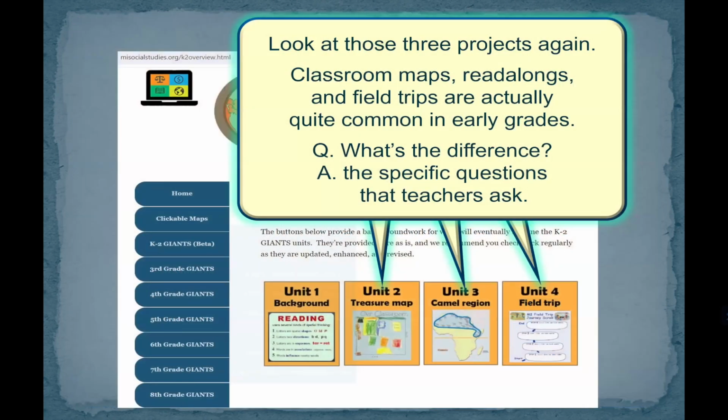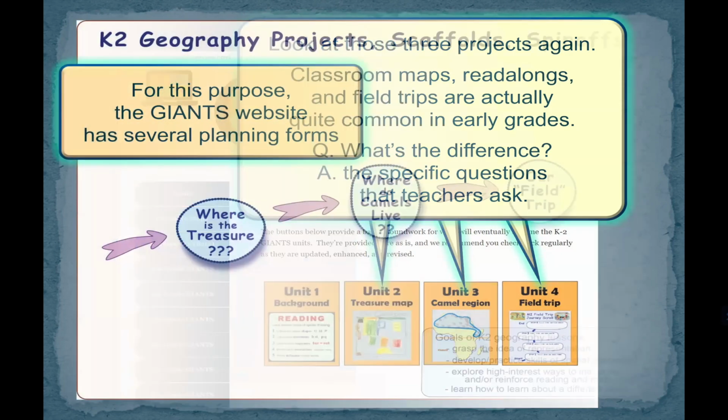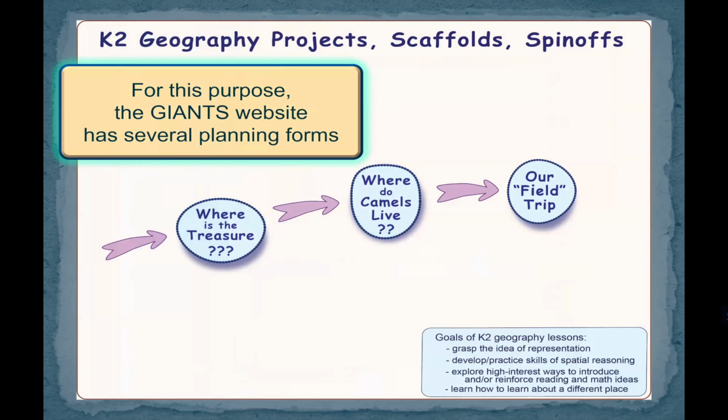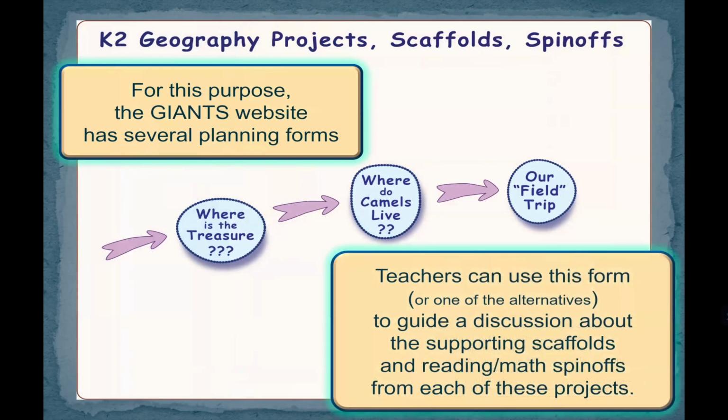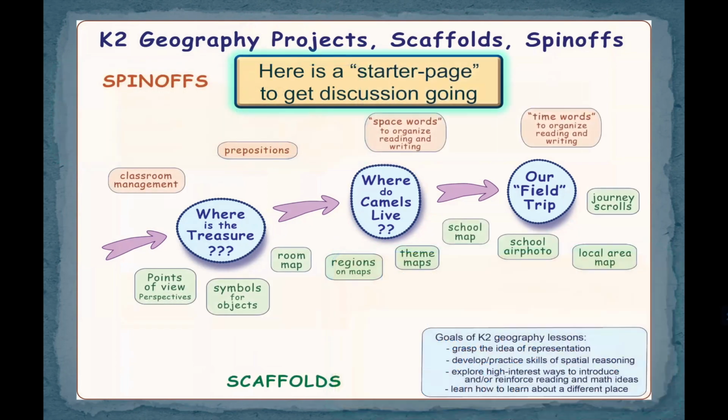So if you look at these three projects, classroom maps, read-alongs, field trips, they're actually quite common in early grades. The difference is the specific questions the teachers ask. And the Giants website gives you some planning forms that you can use to guide a discussion about the supporting scaffold questions and the reading and math spin-off questions for each project.